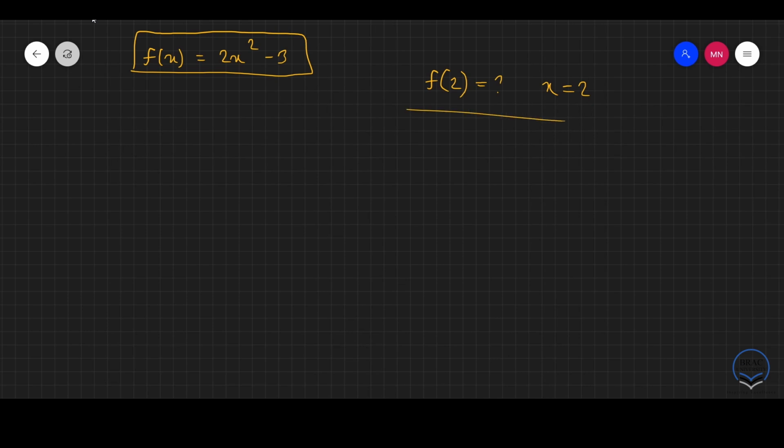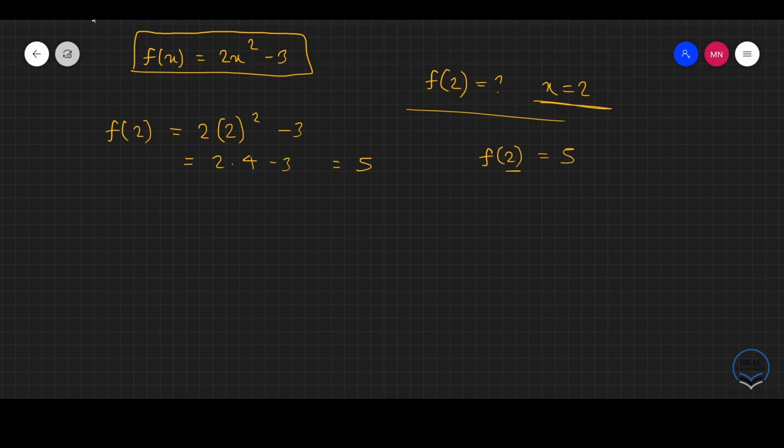So we can easily find out the value of our function for a certain value of x. All we do is substitute this value of x into our function. So we have f of 2 is equal to 2 times 2 squared minus 3. Right, so we have 2 times 4 minus 3, which is equal to 8 minus 3, which is 5. So this is the value of our function when x is equal to 2.